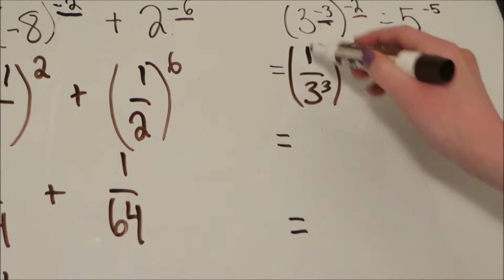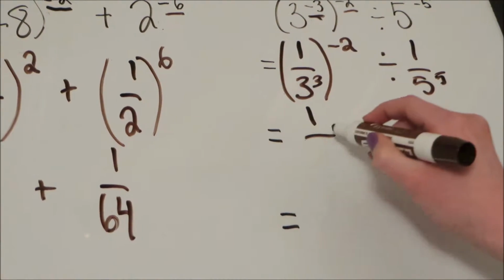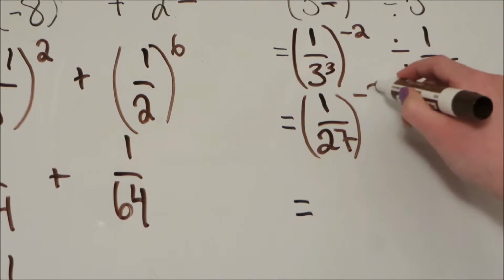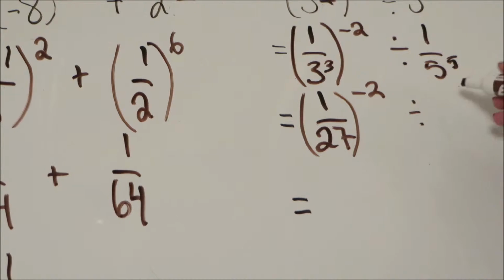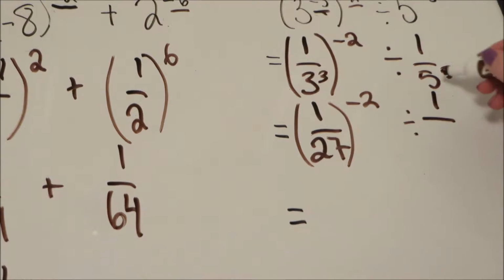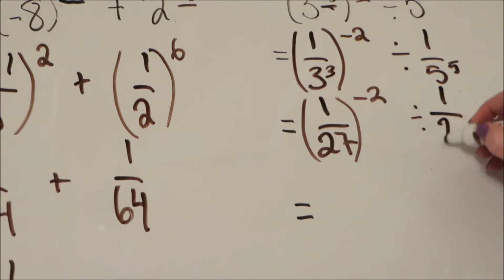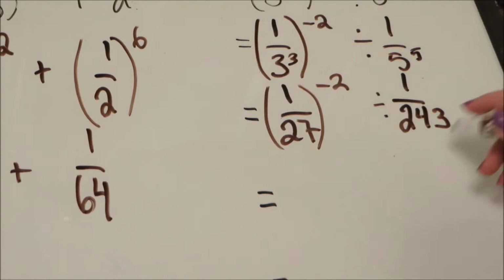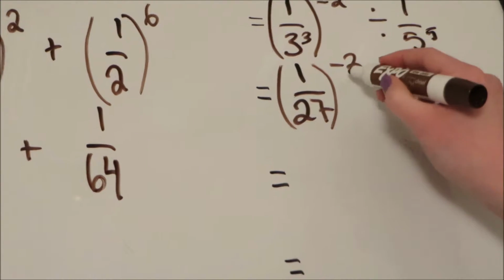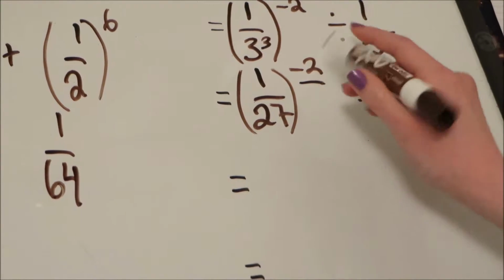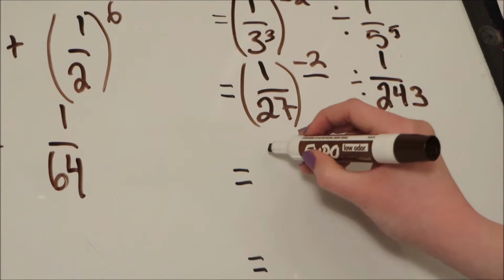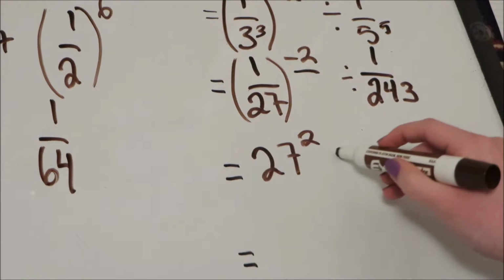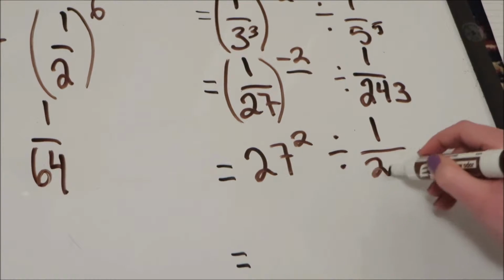Next, you're going to evaluate within the bracket. So 1 over 27, still to the power of negative 2, divided by 1 over, and you evaluate 5 to the 5, so it becomes 1 over 243. Then, in order to get rid of this negative exponent, you're going to take the reciprocal again. So that means it will just become 27 to the power of positive 2, divided by the same old 1 over 243.